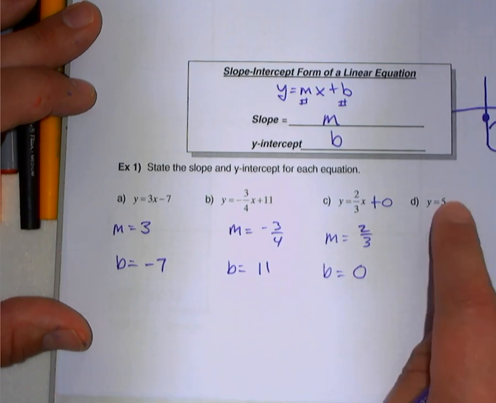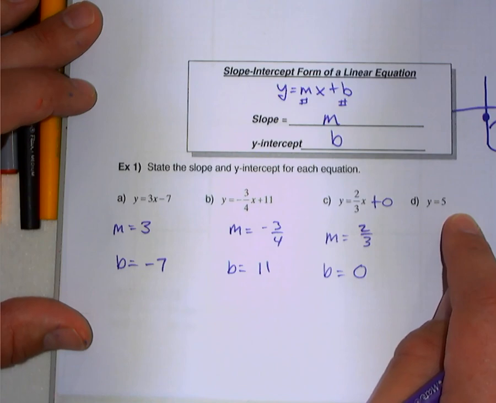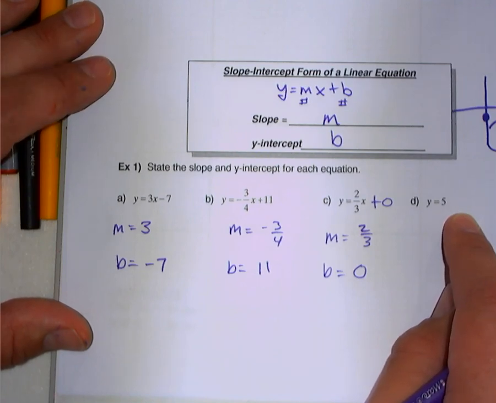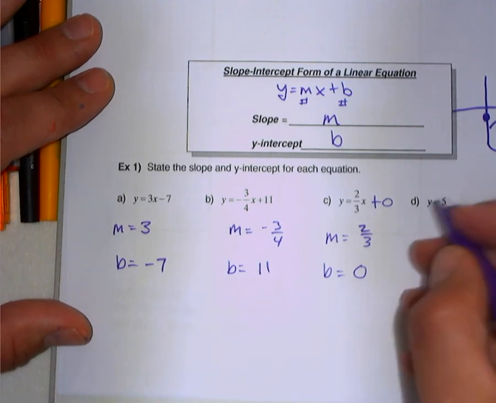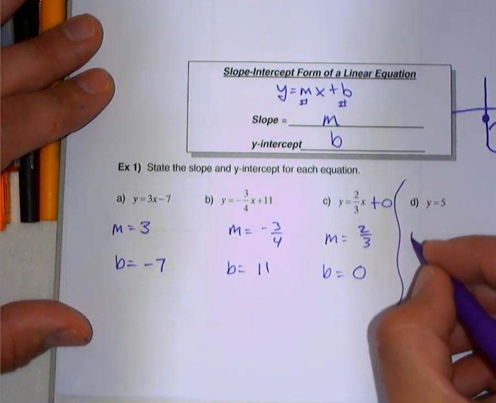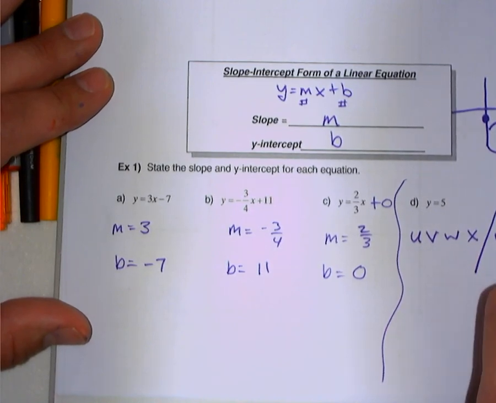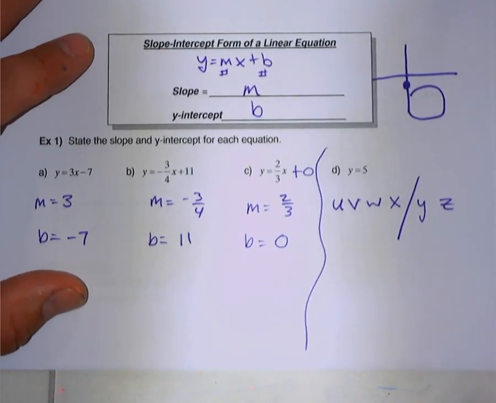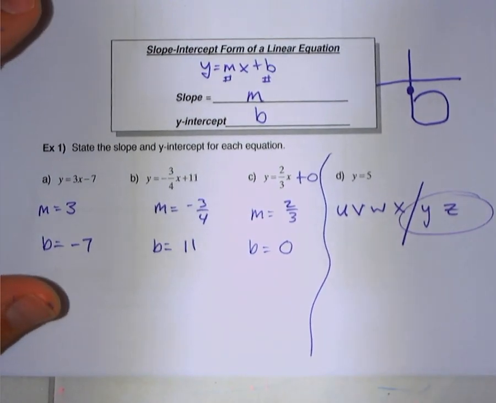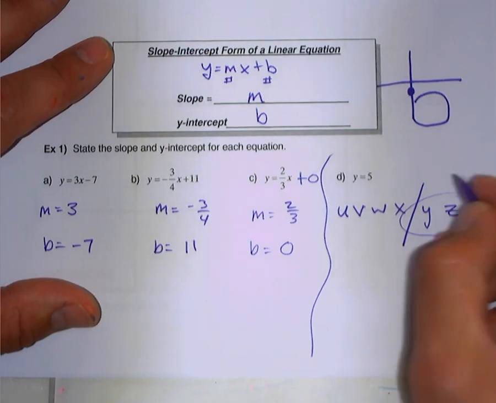Okay. Last but not least, I've got y equals 5. Okay. Y equals 5 is a special line. Do you guys remember what type of line this guy is? Y equals 5. This takes us back to our alphabet. U, V, W, X, Y, and Z. Okay, so U, V, W, X, Y, Z. Remember, if it's a Y equals line, the slope is horizontal. It's a horizontal line.